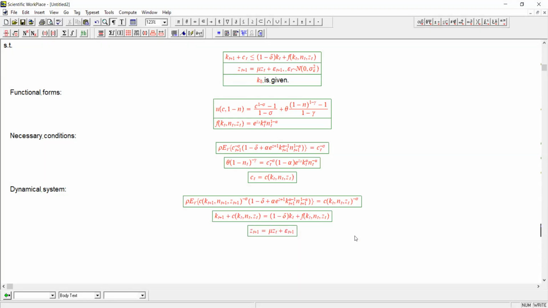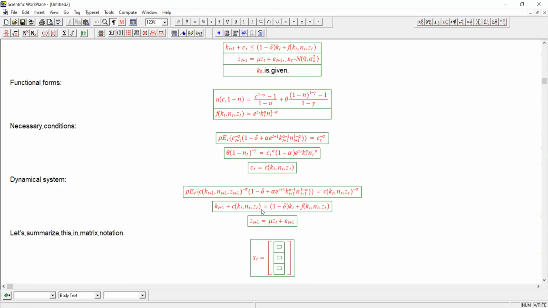To proceed further, it's useful to do the following, which is going to help us summarize this in matrix or vector notation. Let's define a variable x_t as this 3×1 vector of k, n, and z.